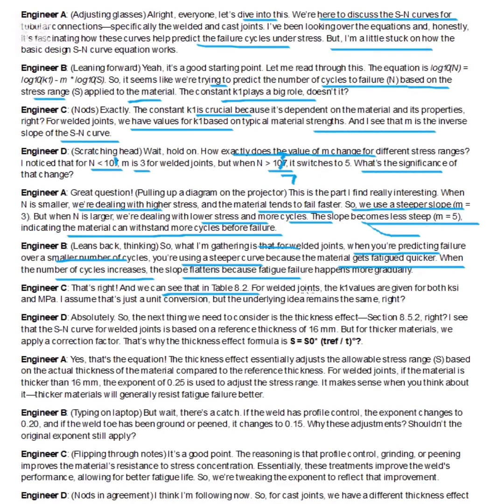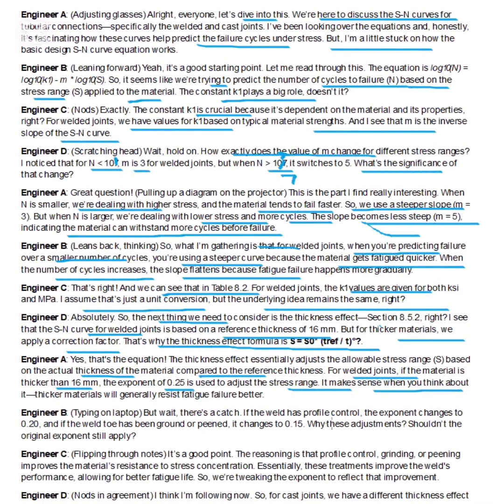As we can see, for welded joints, K1 values are given, and assume that it's a unit conversion. The next thing we need to consider is the thickness effect. I see the S-N curve for welded joints is based on the reference thickness of 16, but for thicker sections we can apply a correction factor. That's why the thickness effect formula is given. Yes, that's the equation. The thickness effect is essentially the allowable stress range based on the actual thickness compared to the reference thickness. For welded joints, if the material thickness is thicker than 16, an exponent of 0.25 is used to adjust the stress range.